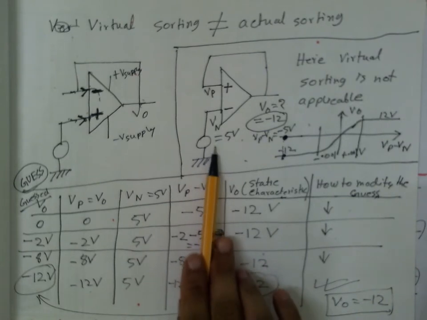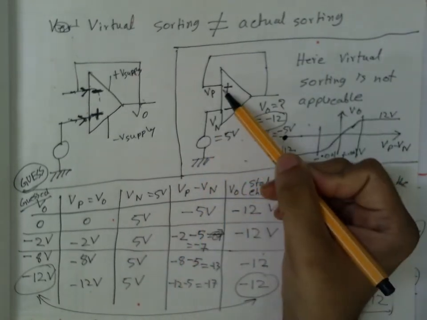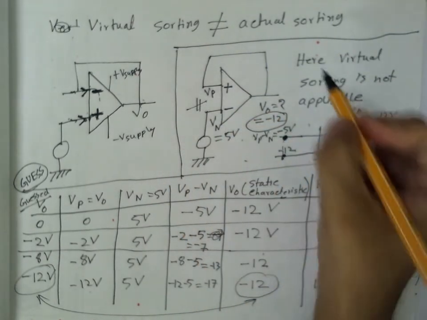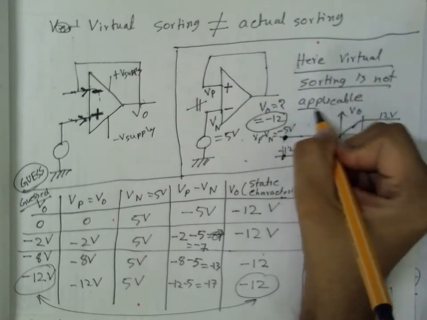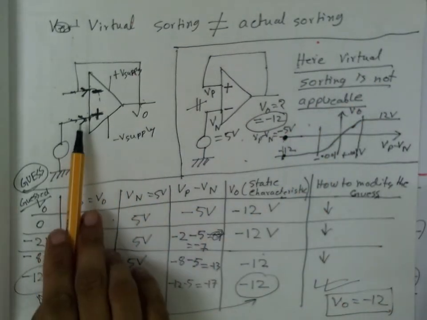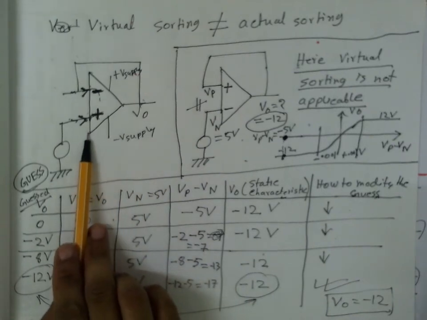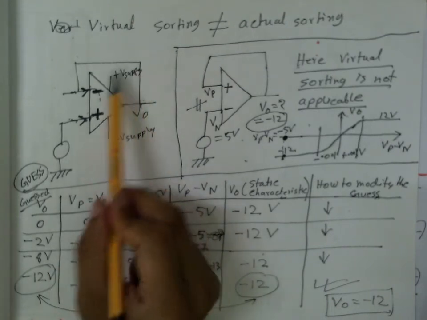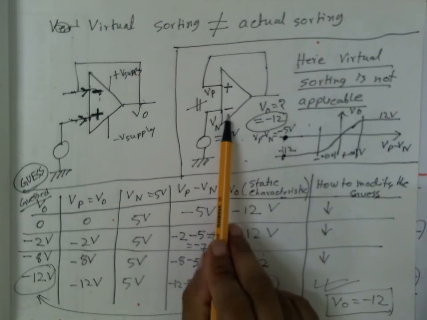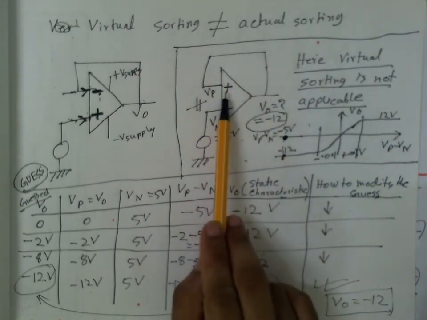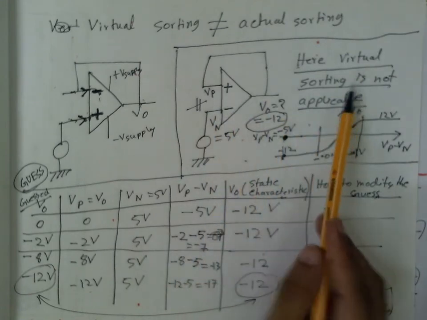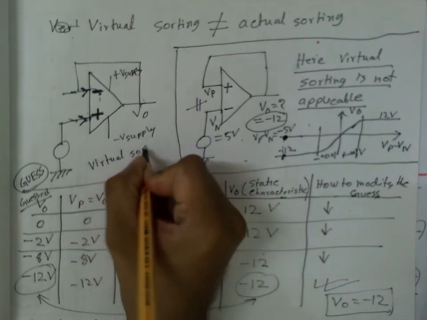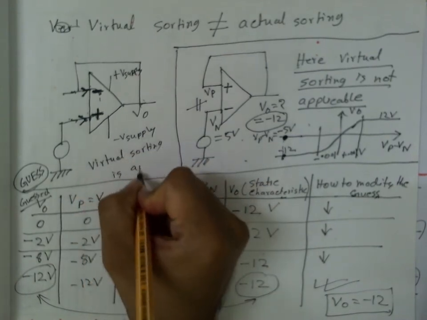In this case, we see that this is 5 volt, this is minus 12 volt, and these two are not equal. So here virtual shorting is not applicable. What is the difference between these two circuits? Here virtual shorting was applicable, and in that case we gave the supply at the positive terminal and the feedback at the negative terminal. In this case the supply is at the negative terminal and feedback at the positive terminal. Here virtual shorting is not applicable, there it is applicable.